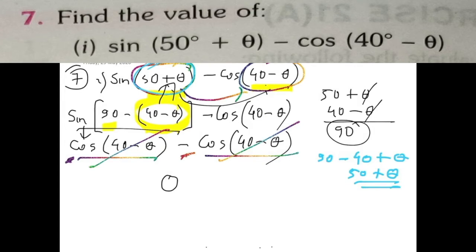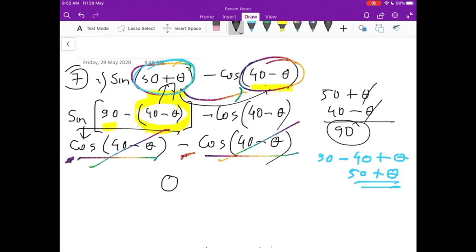Don't forget, this is a cancellation of plus and minus. Whenever you cancel a plus and minus, your answer is 0. But when you are cancelling a division, upper side, lower side, numerator, denominator, then the answer is 1. So this is your question number 7.